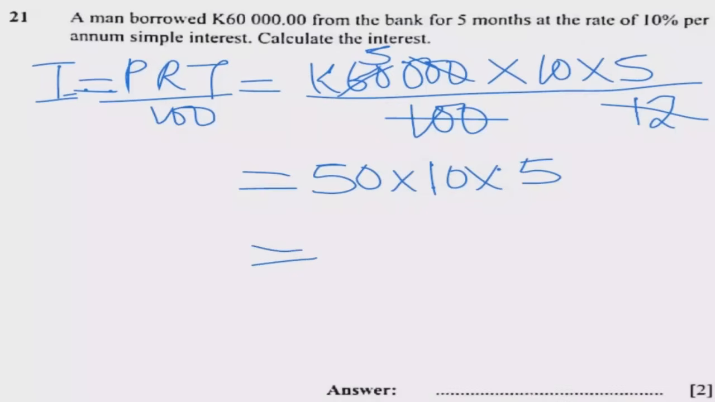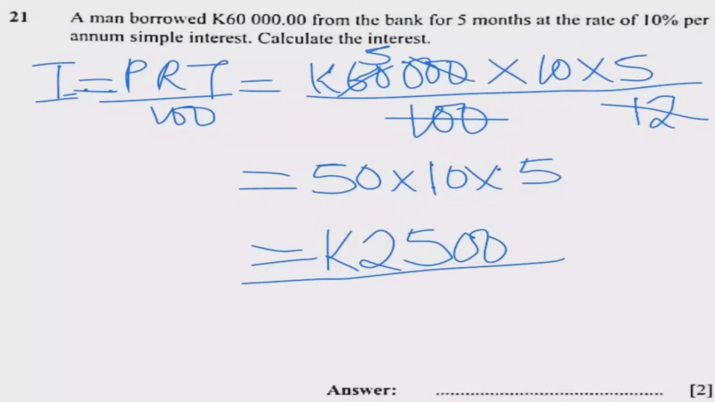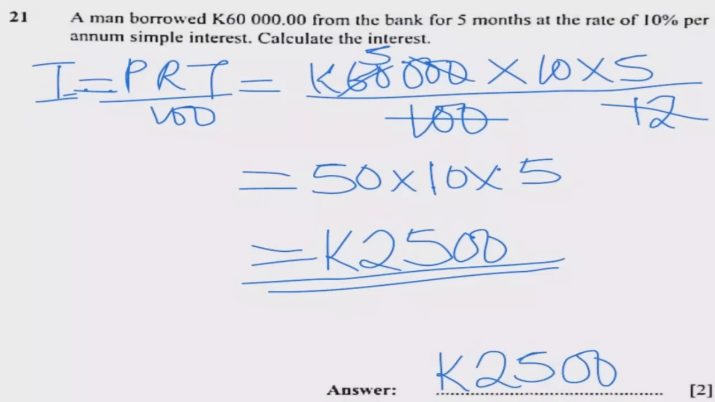Then we are trying to find the interest. So we say 5 times 10, 50 times 10 will give us 500. 500 times 5 will give us 2,500. Okay, so this is the interest that was made. So you can say interest is equal to 2,500. 2,500 is the interest that was made in 5 months. Unless you have got questions. If there are no questions, then you can go to the next question.